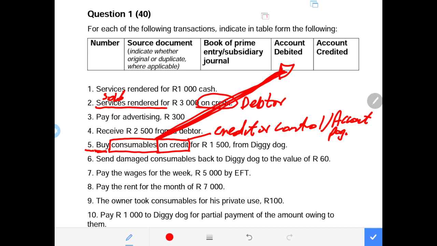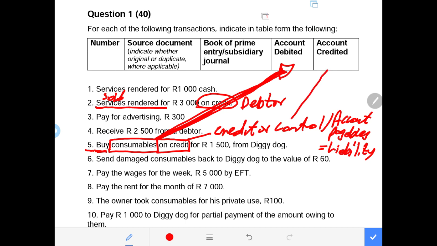Accounts payable is a liability. We know that liabilities increase on the credit side. Again, refer to page 19. You'll see that accounts payable is under liabilities, which is under your current liabilities, meaning short-term liabilities. So the account that will be credited will be creditors control or accounts payables.